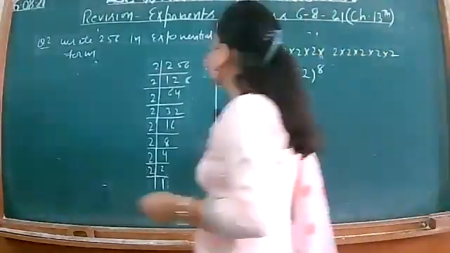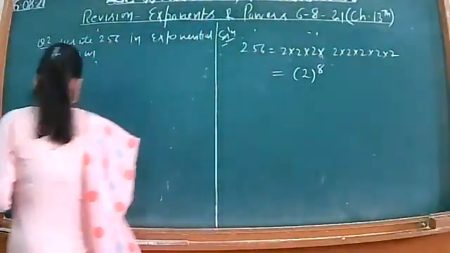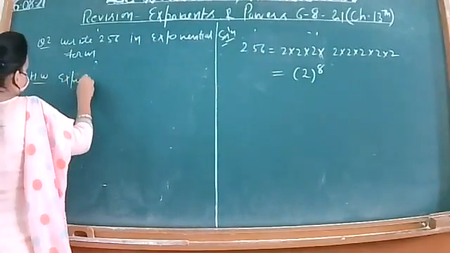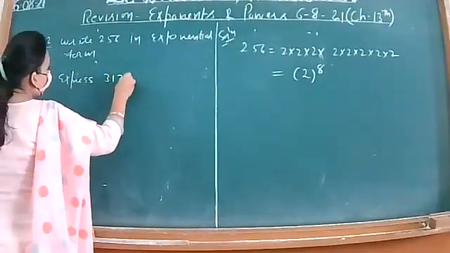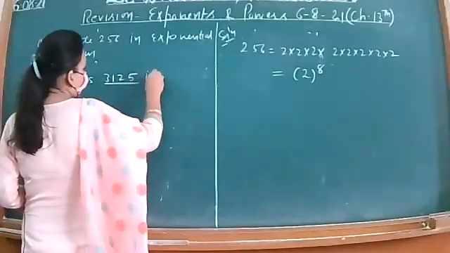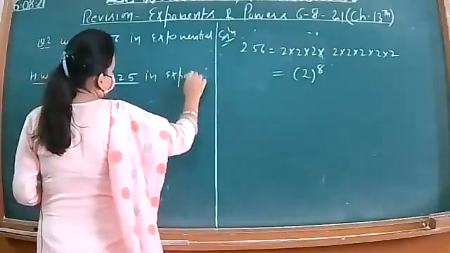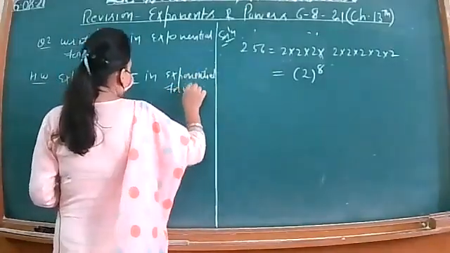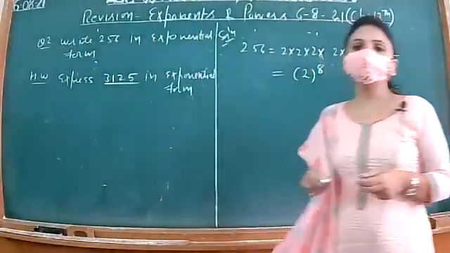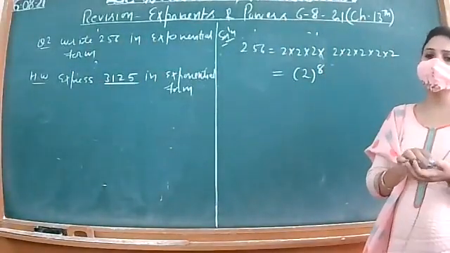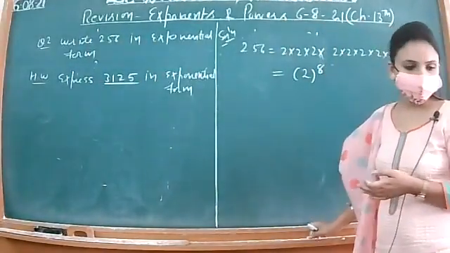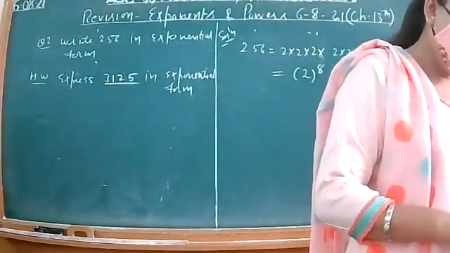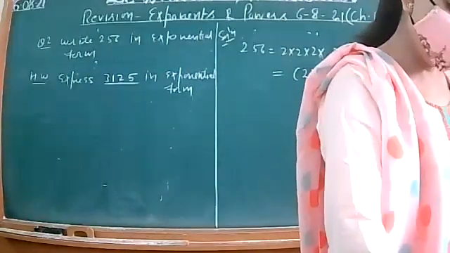So note down your homework part. Express 3125 in exponential form. So this is the way to write a number in the exponential form.